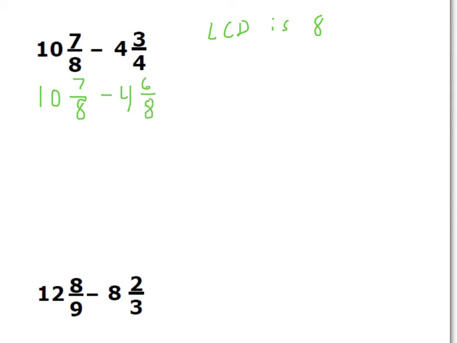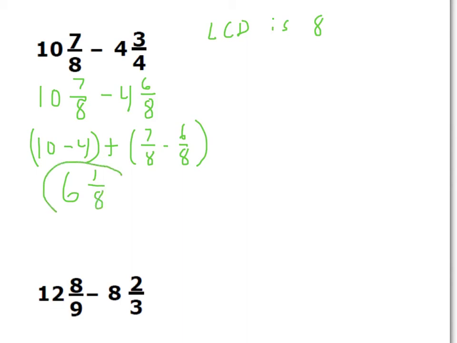Now I'm going to subtract the whole number parts. And remember, the key with this technique is to subtract the two parts, and then I'm going to subtract the 6/8 from the 7/8. And I'll get 6 1/8, my final answer.